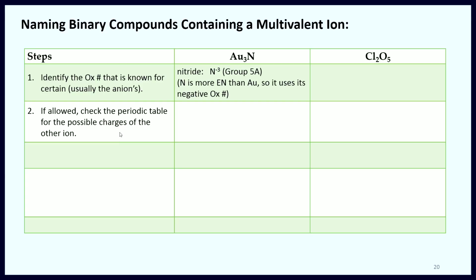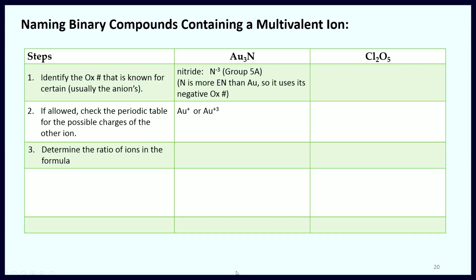What I mean by allowed is, if you're simply taking one course in chemistry, you're often provided with a periodic table that contains a lot of oxidation numbers on it. But if you're studying chemistry, you'd be expected to calculate this without the aid of a table. In any case, you'll find that gold is either +1 or +3 if you look on a table.